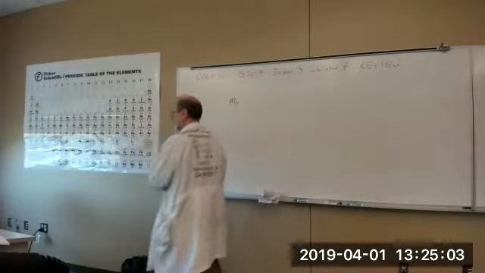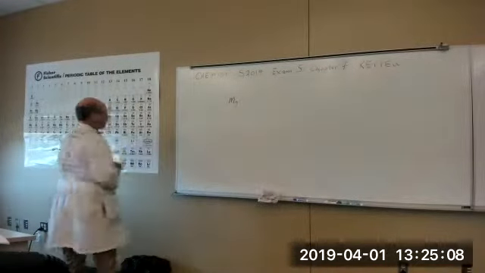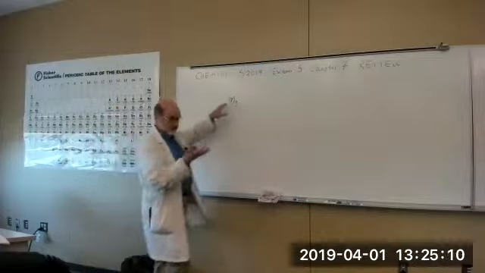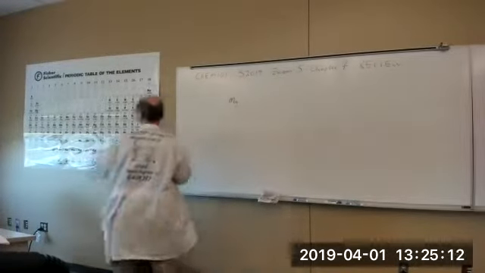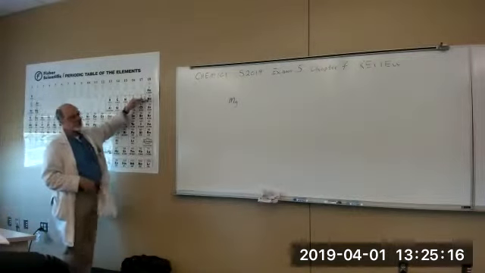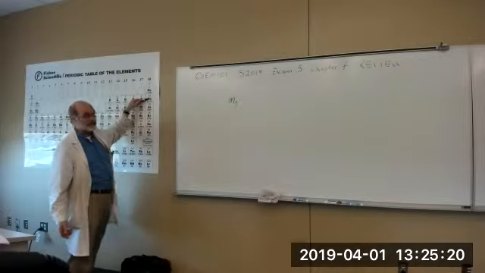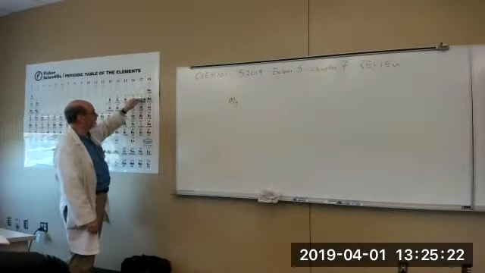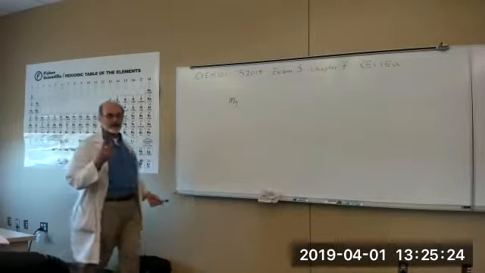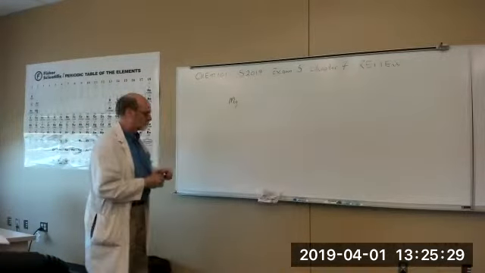And how do you tell which ones you got? Well, you take your magnesium, for instance, you work your way backwards until you get to your nearest noble gas. And you say, all right, how many steps did I have to take? Well, to get from magnesium to neon, you took 2 steps. That means 2 electrons are available for bonding.